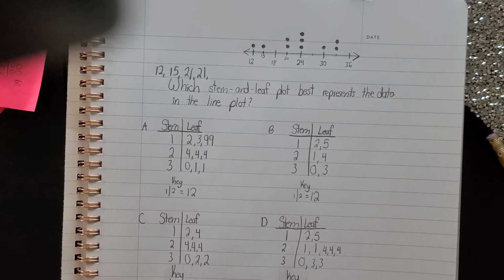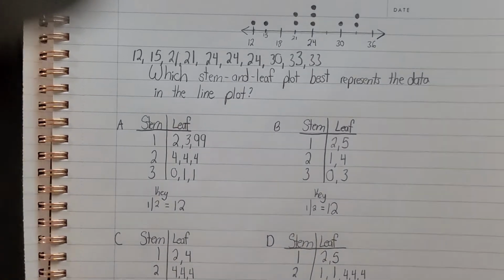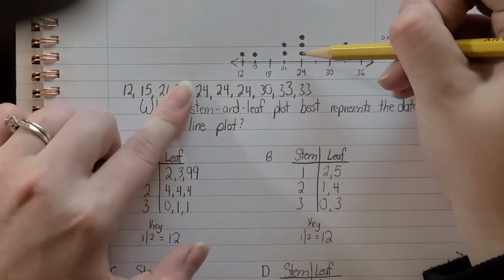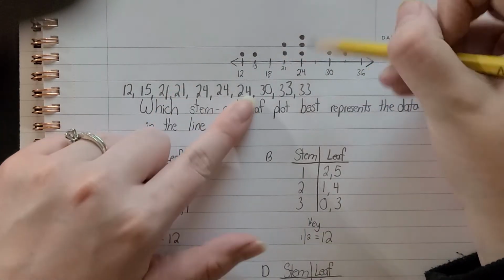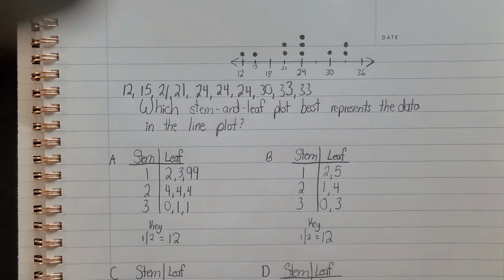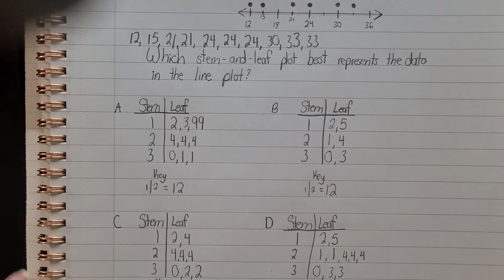All right. So I'm going to keep pulling them out. All right, I finished pulling them all out after those 21s. Okay, we had 3 24s, we had 1 30, and then 2 33s. All right, now we can go match them to the stem and leaf.